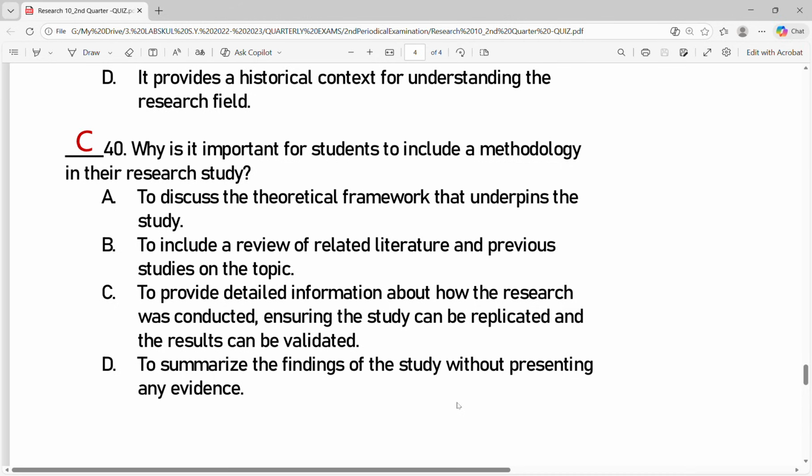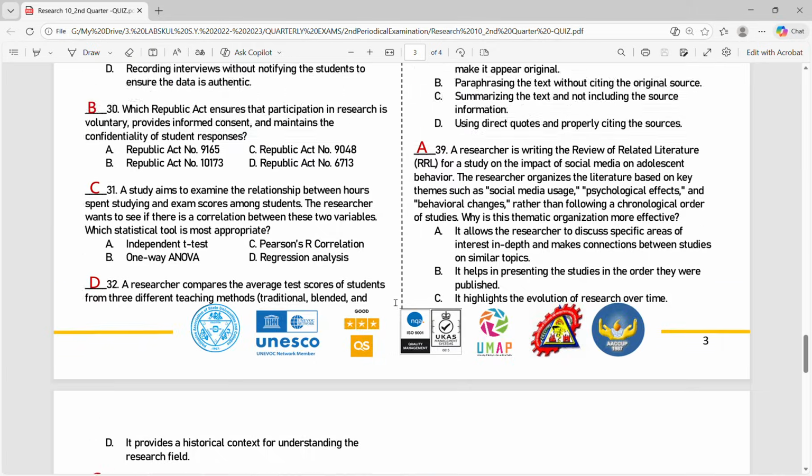So that is all for the rationalization of our quiz in research. So I hope you were able to take notes of what the correct answer is. You were able to review essential concepts in research from chapter 2 to chapter 3 that we have talked about for the entire second quarter.